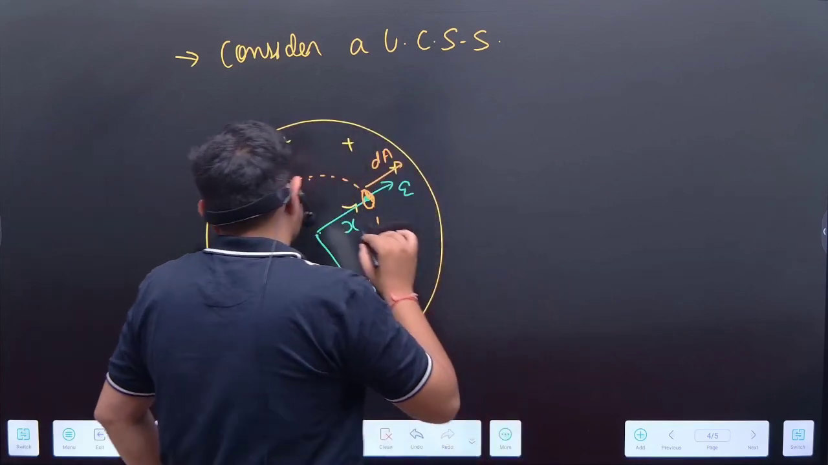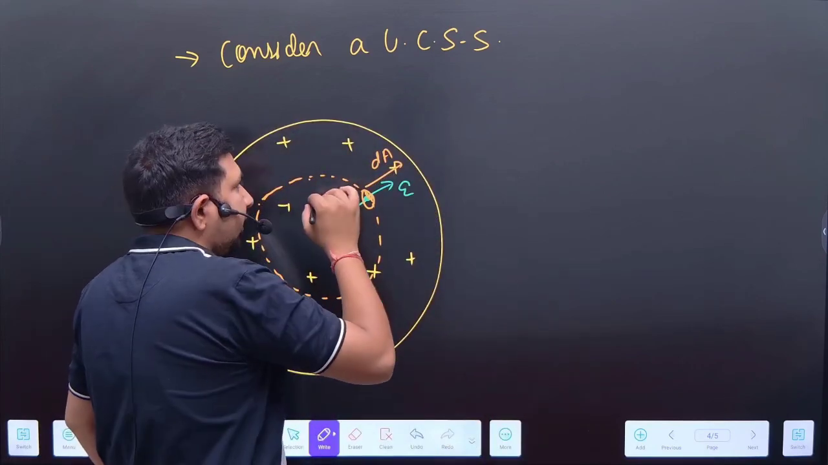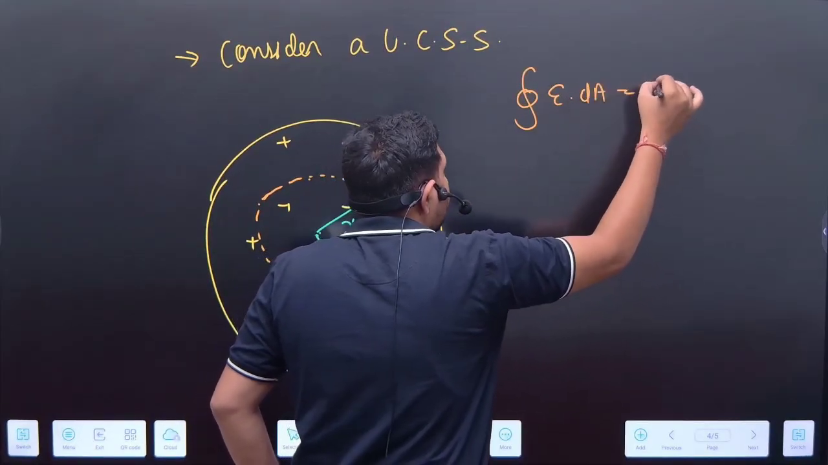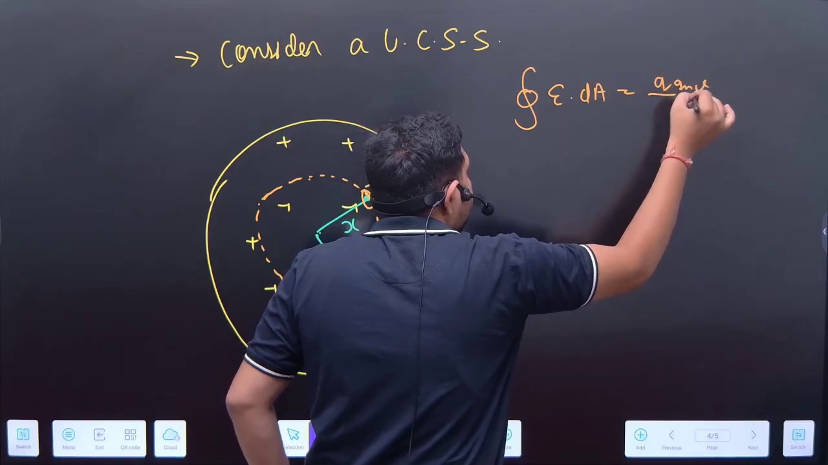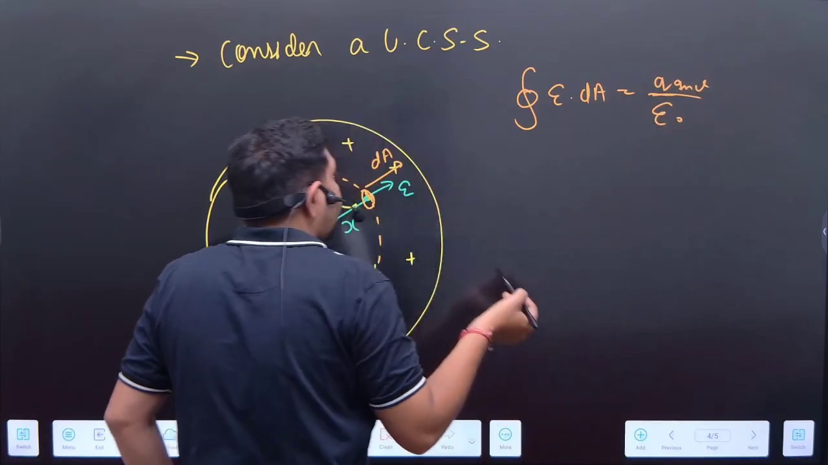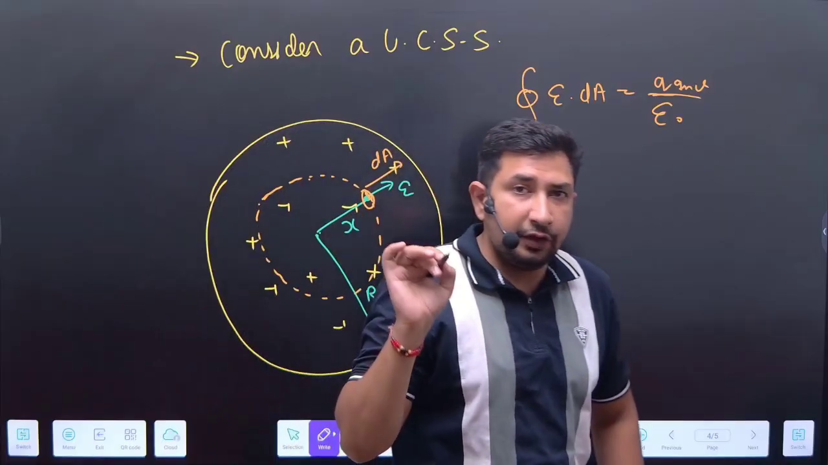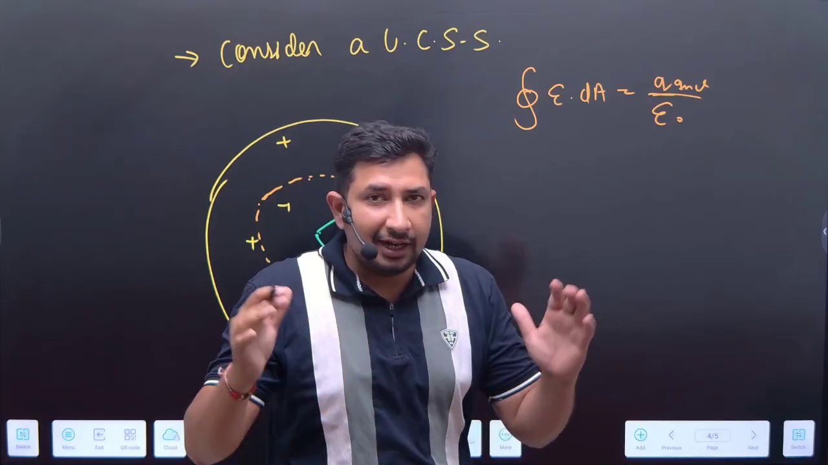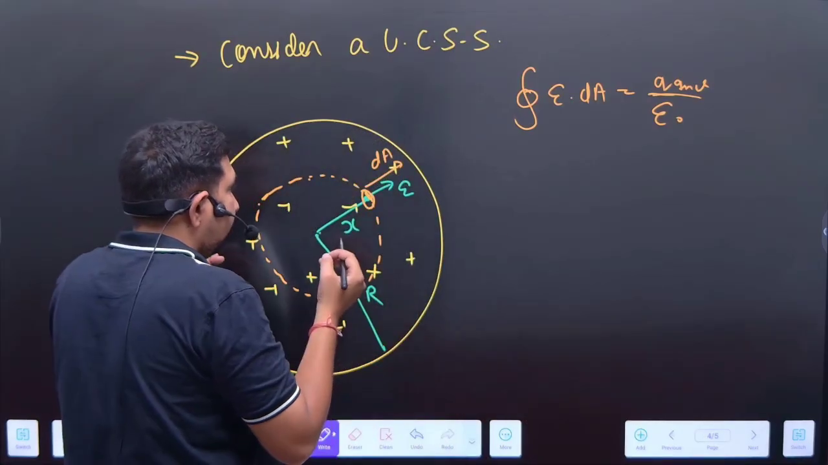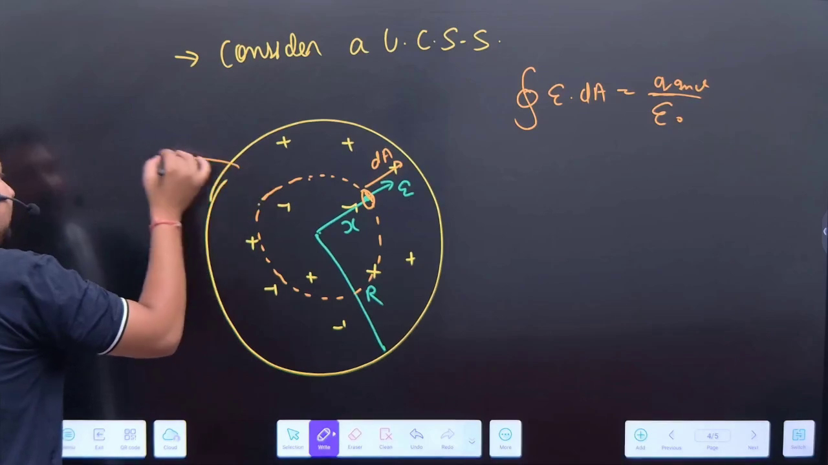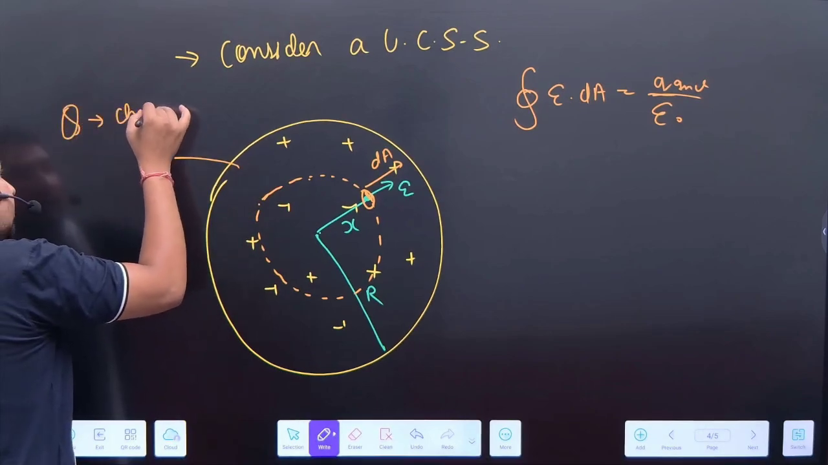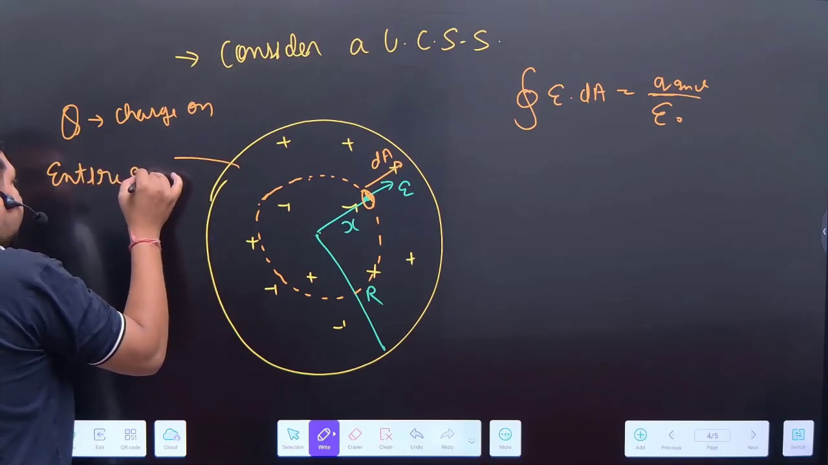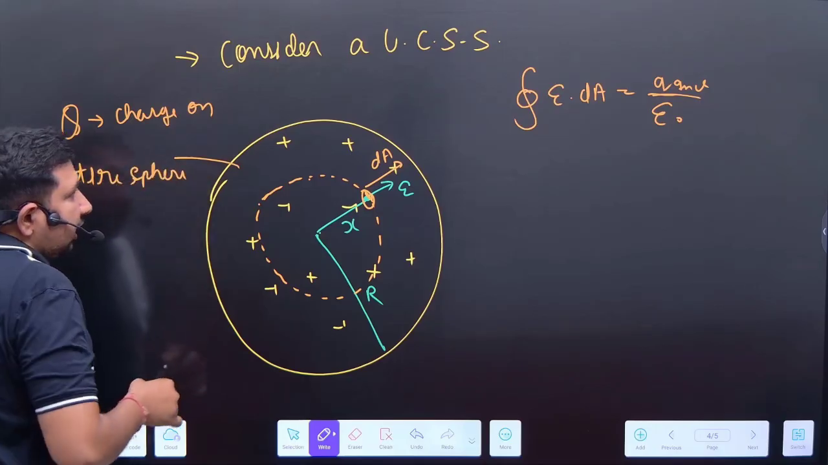If you want to find the flux through this entire shape, we can write it as the closed integral of E dot dA equal to the charge enclosed divided by epsilon naught. Remember, this Q is not the entire charge of the sphere. Instead, this is just the charge inside this Gaussian surface. We can assume that capital Q is the charge on the entire sphere.